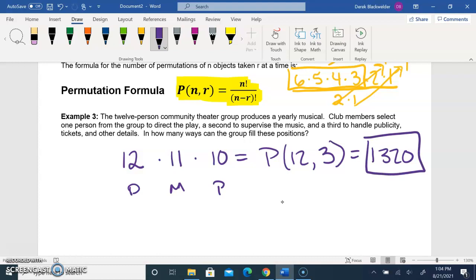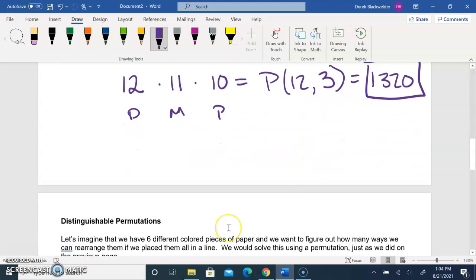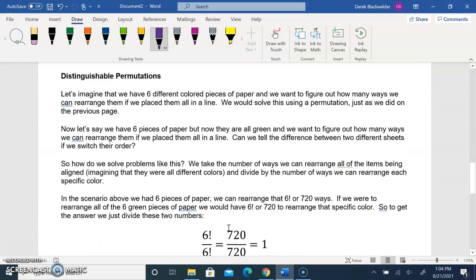So that's how many ways we can fill those 3 positions from the 12-person community theater group. All right, there's one more specific permutation. It's called a distinguishable permutation.